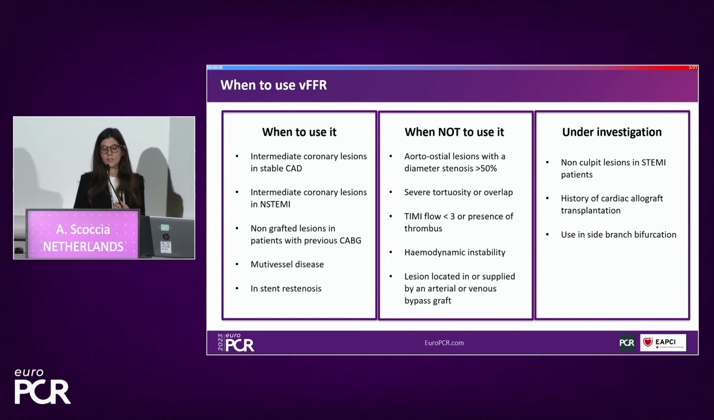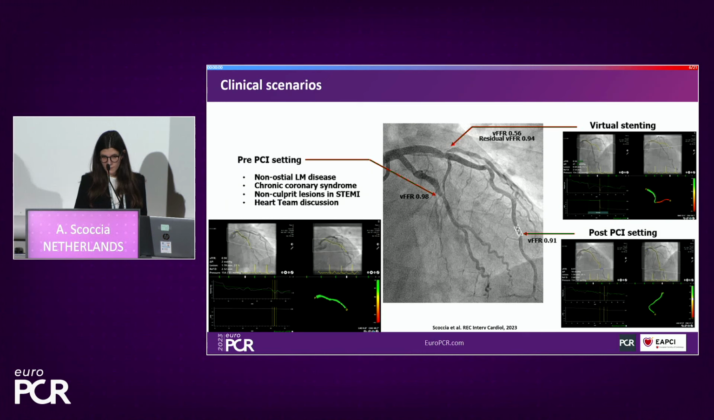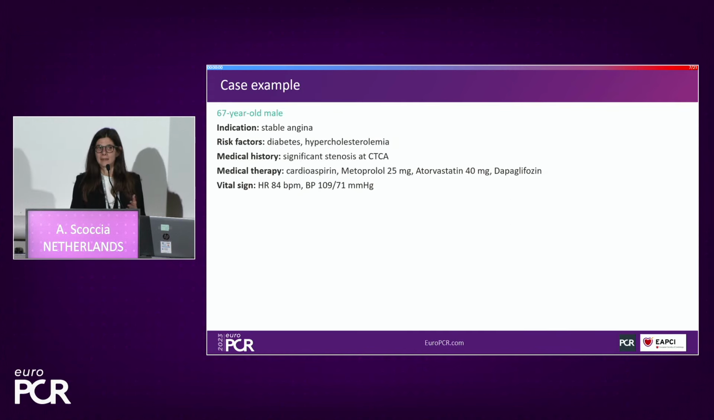And finally, there are a couple of clinical scenarios which are still under investigation, and hopefully we will have the data soon. So non-culprit lesions in patients with ST segment elevation MI, as well as in patients with cardiac allograft transplantation, and finally the use of this software in side branch bifurcation. VFFR has not been validated just in the pre-PCI setting, but also in the post-PCI setting, and recent development of the software will allow to perform a virtual stenting, but again, we will have a closer look at this tool in a moment.